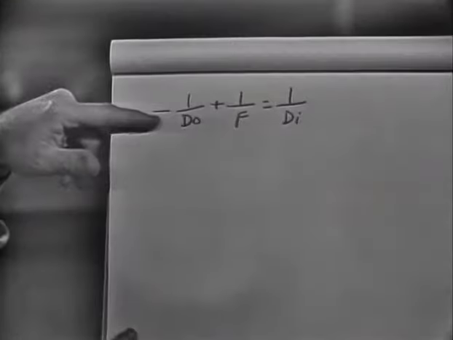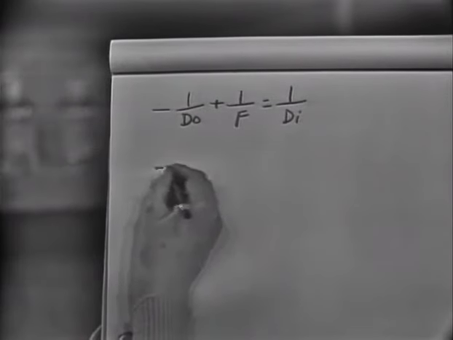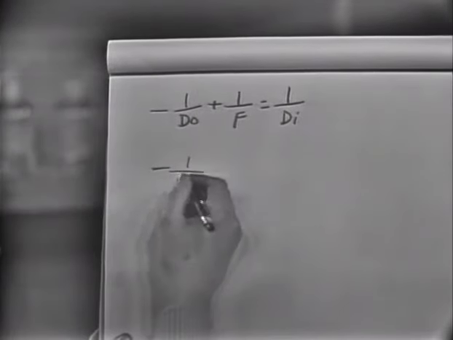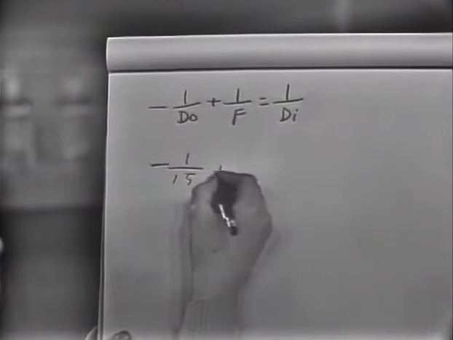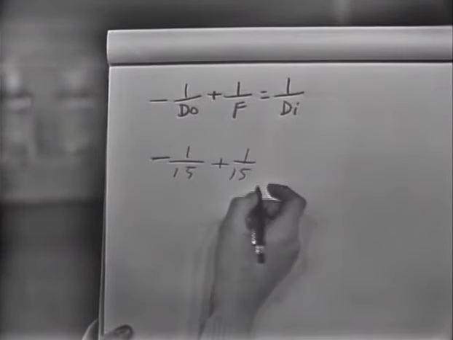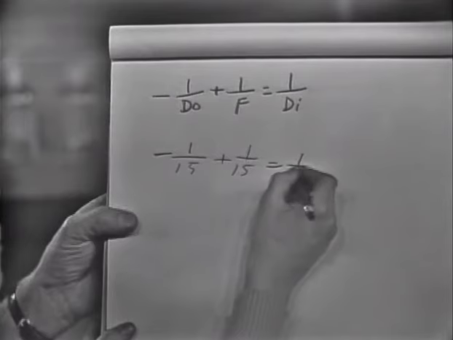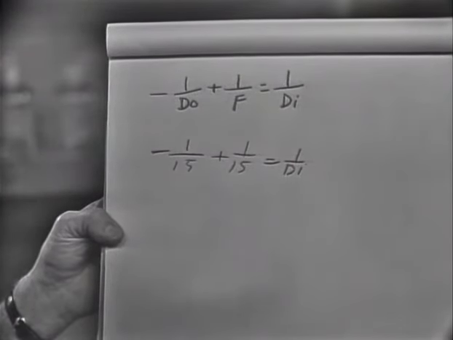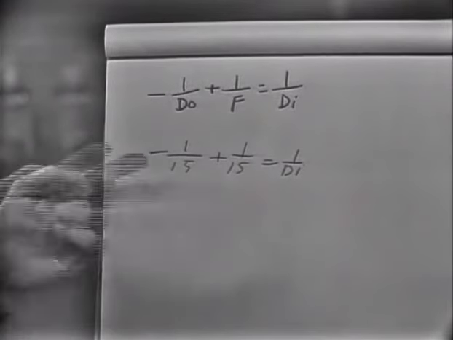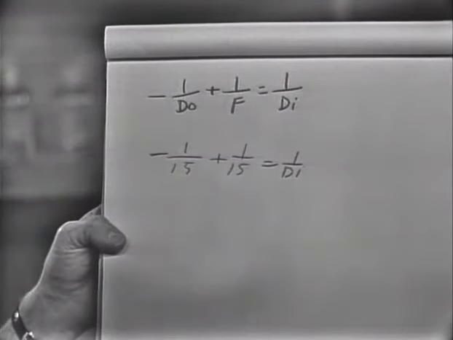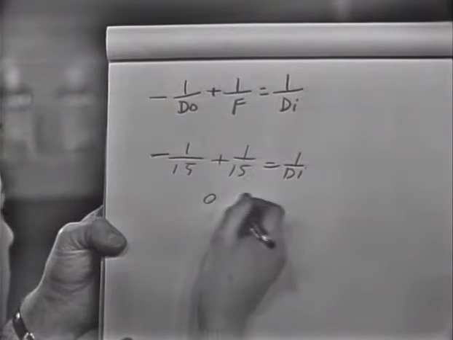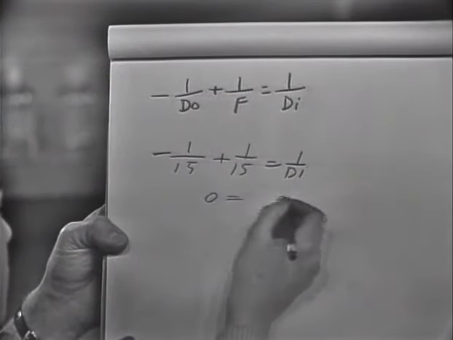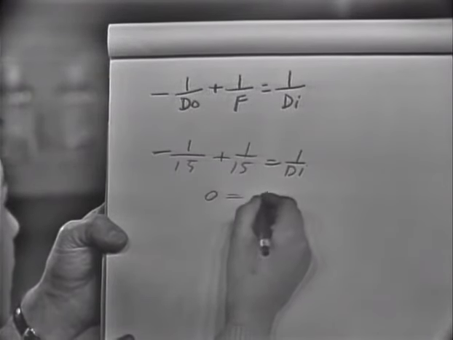This time the do is going to be 15, right? Yeah. The object is at 15 centimeters. Plus 1 right there, right? Equals 1 over di. Yes, okay. Well, that cancels out. So what do you have on this side? 0. Okay, put 0 down. Right, so 0 equals 1 over di.